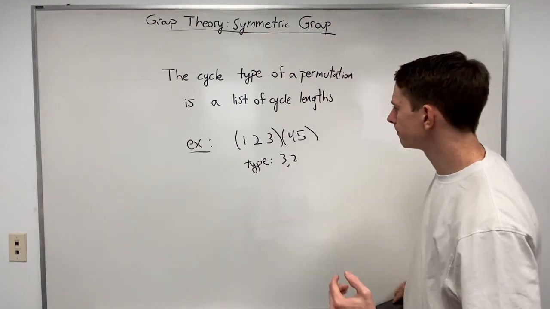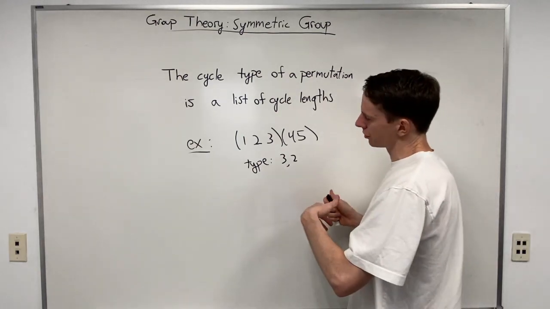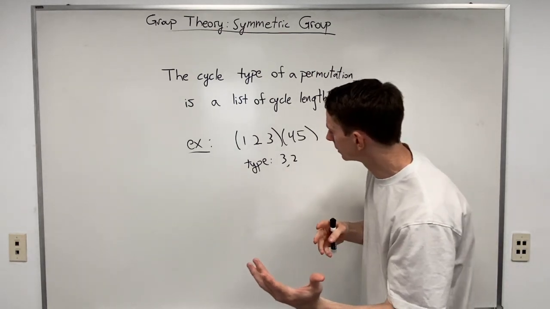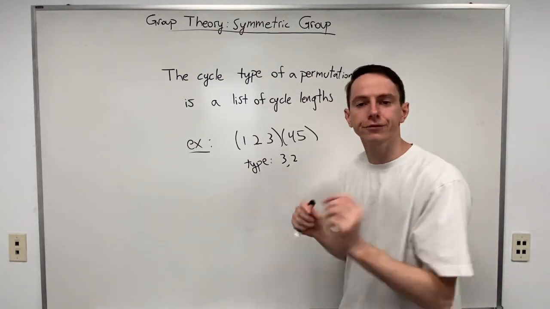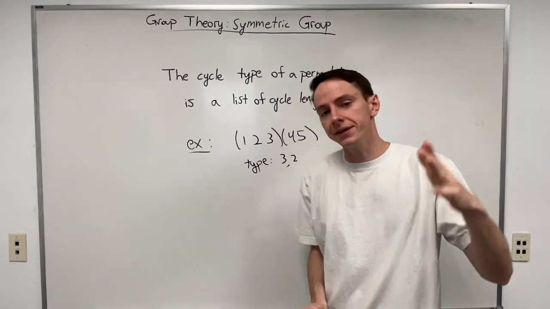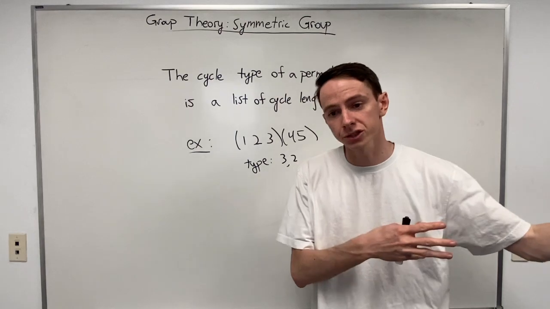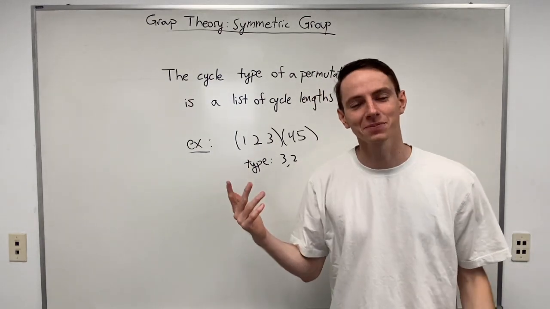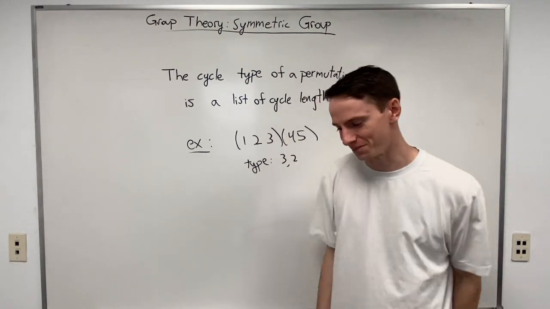So as you can imagine, because there could be many different possible cycle types, this is a very specific classification. There are going to be many different cycle types for a given cycle. I'm saying the word cycle a lot, right?